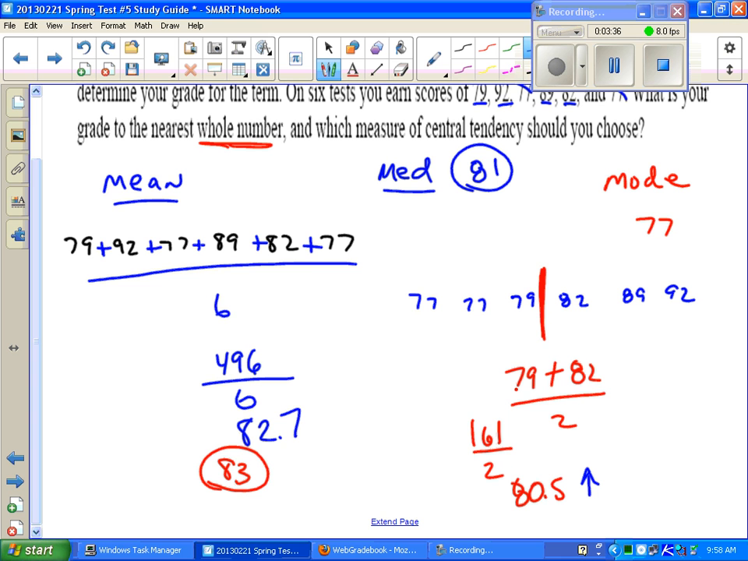So your best score to choose out of 77, 81, and 83, your mode, your median, and your mean, is 83, and you pick the mean. So your mean of 83 will be the correct answer for that one. Mean score.